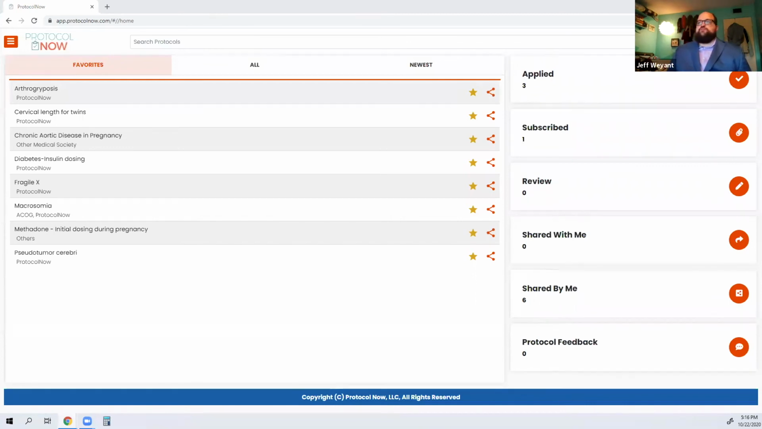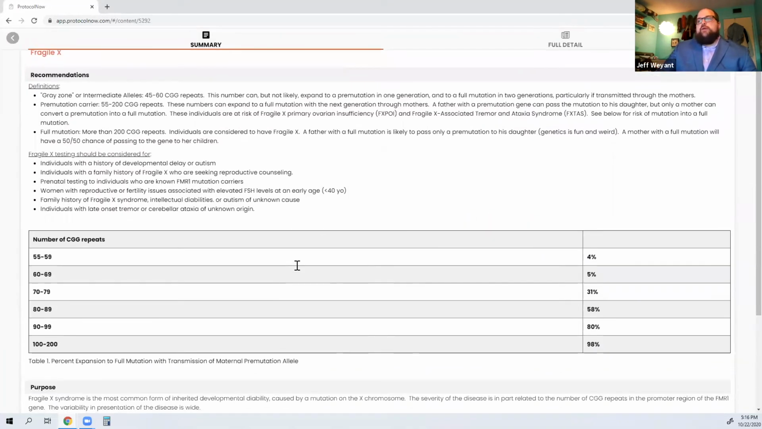This is the homepage. And the most immediate problem we're trying to solve here is access, and that's what we've done. Right away, every user on this platform for an organization has access to all the protocols inside that organization's content library. There is a favorites tab here so that I, as a personal user, can curate this to be as specific as I want. If I'm looking at Fragile X all the time and I can never remember the percentile charts here, I can have it as a favorite. I can just look at it right away and it's right here.